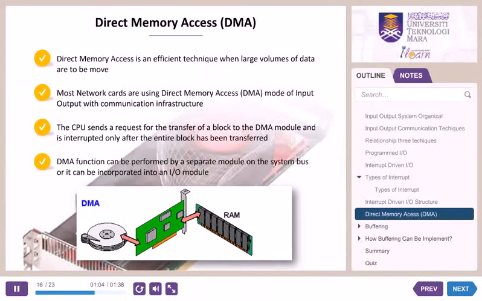In this method, there is no intervention from the CPU. The DMA module transfers the entire block of data, one word at a time, directly to or from memory without going through the CPU. The CPU can continue with other work. When the transfer is complete, the DMA module sends an interrupt signal to the CPU. The CPU is only involved at the beginning and end of the transfer. DMA is the most preferred mode of communication to support network traffic.